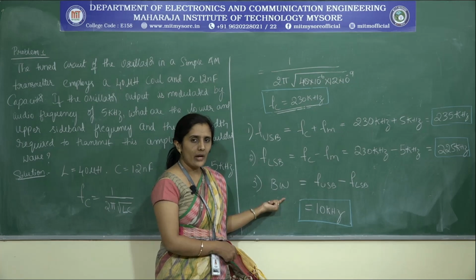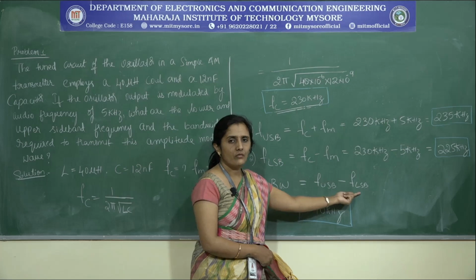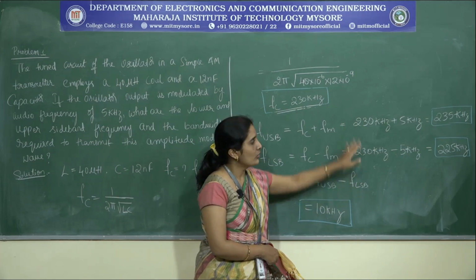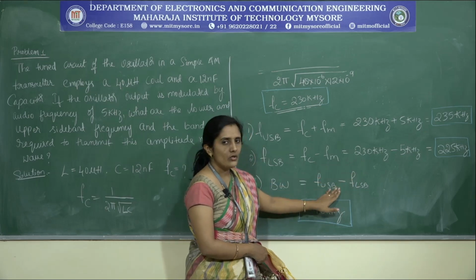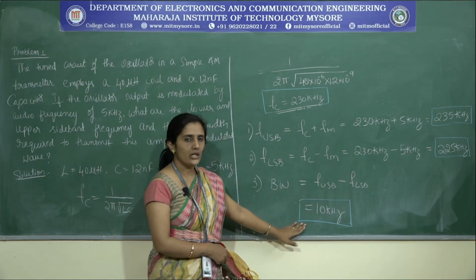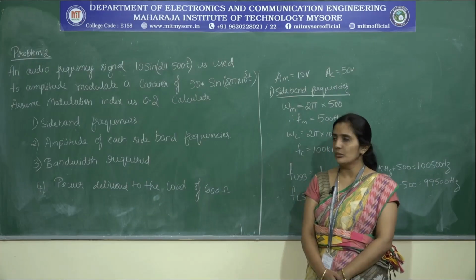After finding this, we have to find the bandwidth. The equation for the bandwidth is the frequency of the upper sideband minus the frequency of the lower sideband. Whatever values we have got here, we have to substitute in this equation. So the bandwidth we are going to get here is 10 kilohertz. Let us see problem 2.